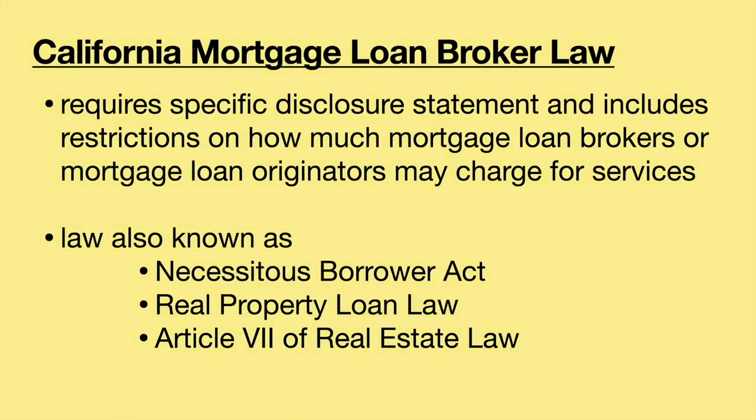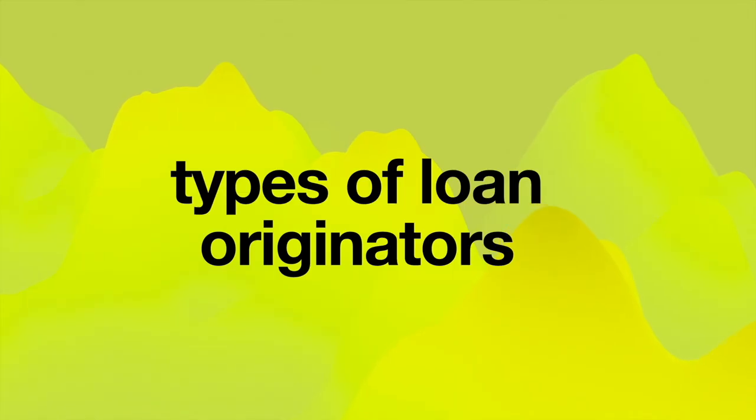The California Mortgage Loan Broker Law requires a specific disclosure statement and includes restrictions on how much mortgage loan brokers or mortgage loan originators may charge for their services. This law is also known as the Necessitous Borrower Act, the Real Property Loan Law, and Article 7 of the Real Estate Law. Types of loan originators.